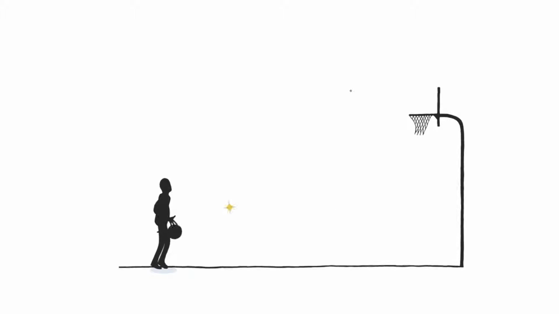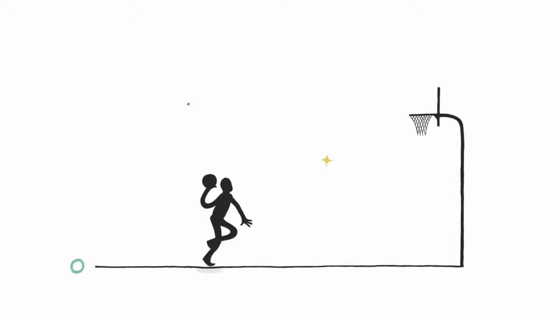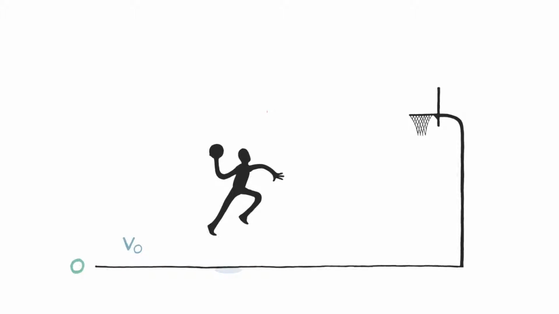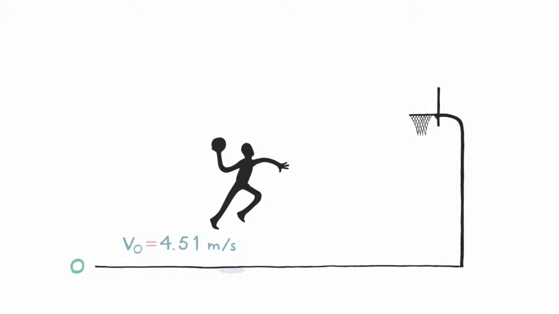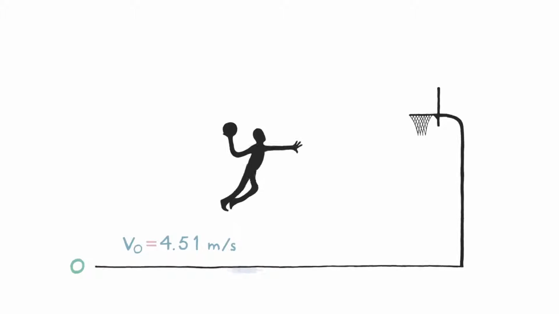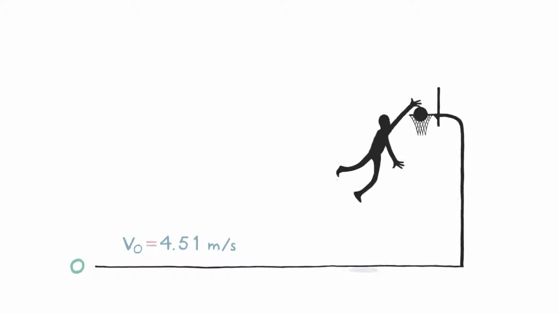Now we can use this equation to model MJ's free throw dunk. Say MJ starts, as one does, at 0 meters off the ground and jumps with an initial vertical velocity of 4.51 meters per second. Let's see what happens if we model this equation on a coordinate grid.